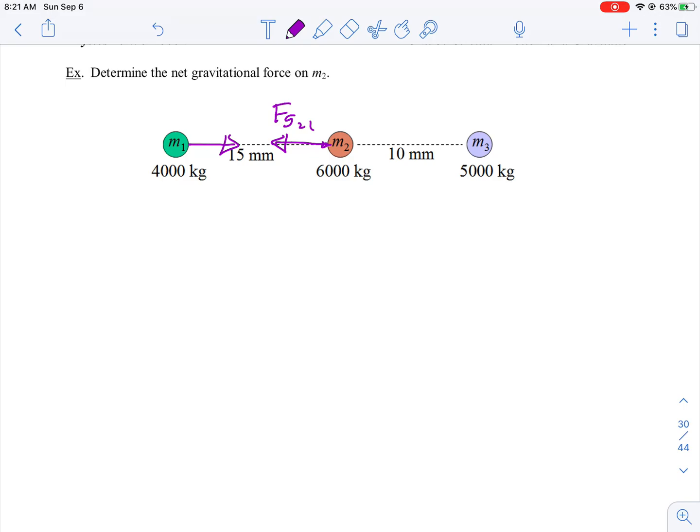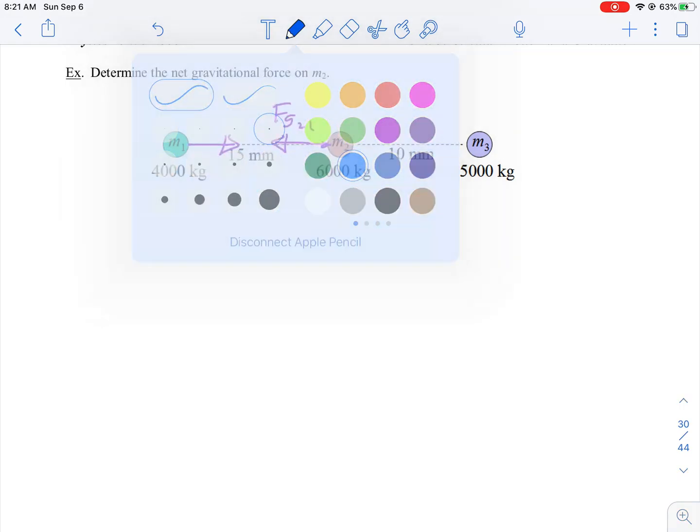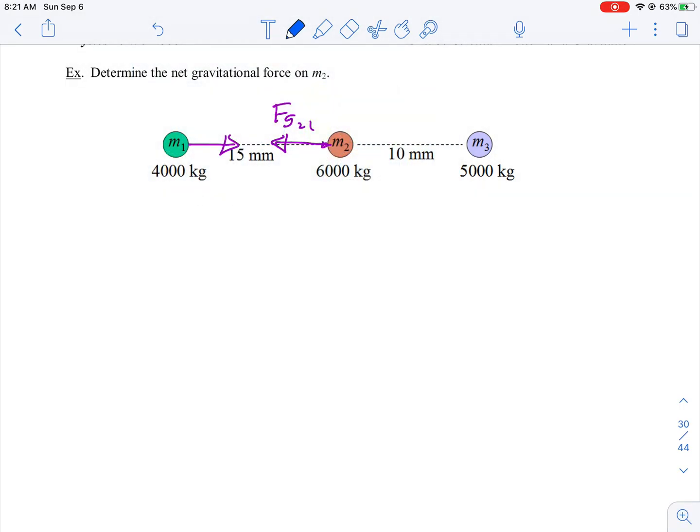I'm going to use two subscripts so I know which two masses I'm actually talking about. Okay, I'll change the color now. Let's now talk about 2 and 3. So we know that 2 is going to exert a force of attraction on 3. 3 exerts an equal but opposite force on 2. Again, we only care about 2, so that would be Fg 2, 3.